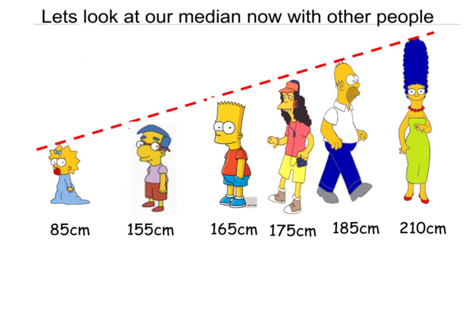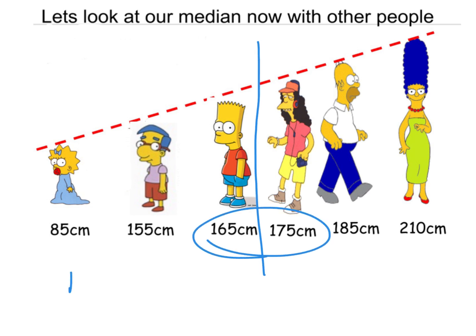So the median in the last one, because I had an odd amount of people, there was a middle number. This time I don't have a middle person. So what I do is draw a line down the middle between the 2 middle people, and I'm going to focus on their heights. So the median this time is the middle of those 2 values. Now you can see that they're 10 apart. So the median value is 5 more than Bart and 5 less than the bus driver guy. So that gives us 170 centimetres.